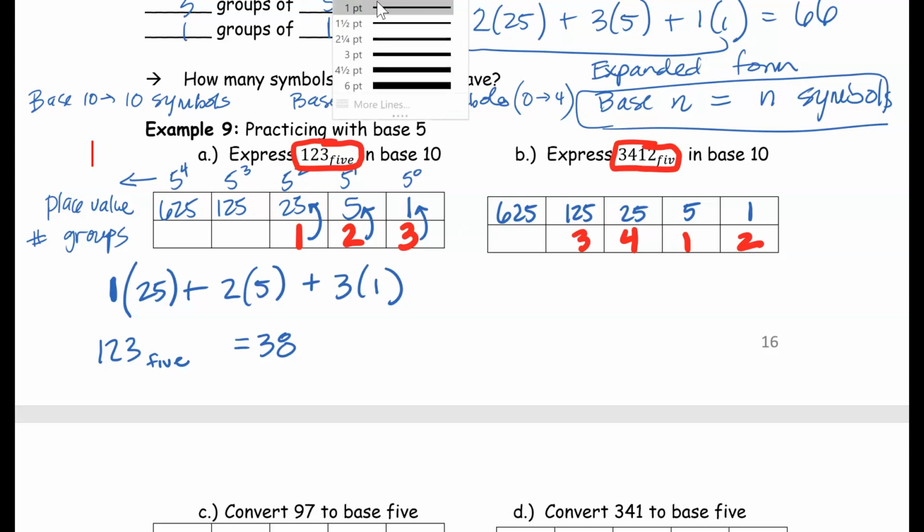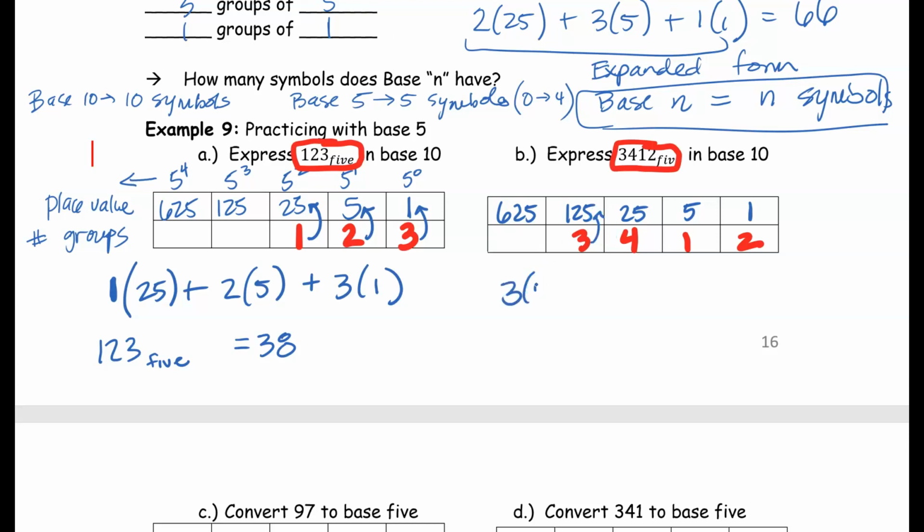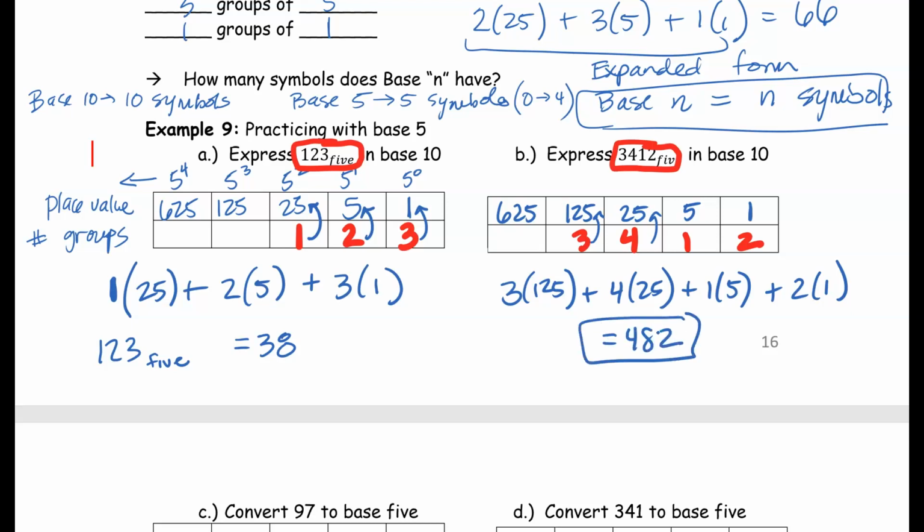Okay, so now we're going to write it in expanded form. So it means I have 3 groups of 125 plus 4 groups of 25 plus 1 group of 5 plus 2 groups of 1. And if you work all of that out, you end up getting 482 for that one.